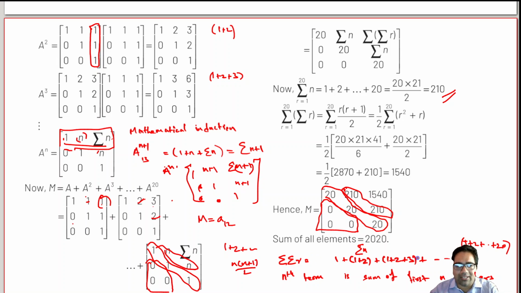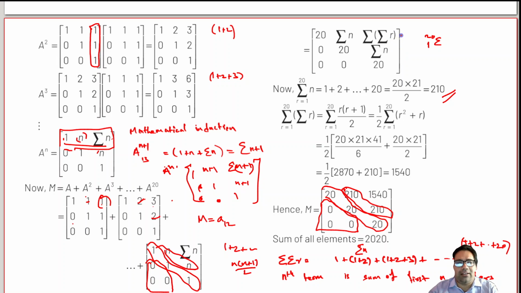If let's say r is 3, the third element is actually the sum of first three natural numbers. The fourth element is nothing but the sum of first four natural numbers. The tenth element is nothing but the sum of first 10 natural numbers. That is this summation, right? Sigma of sigma r, and r is going from 1 to 20. Sigma of sigma r.